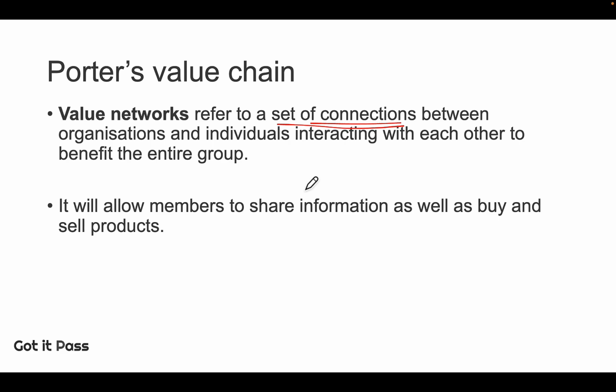It's not just the primary activities. Operations, and marketing and sales, should also interact with the human resources department and the procurement department as well. Although procurement and human resources are supporting activities, they still benefit the entire group, given they provide the best service to other stakeholders within the group. So here is the value network, and it will allow members to share information as well as buy and sell products.